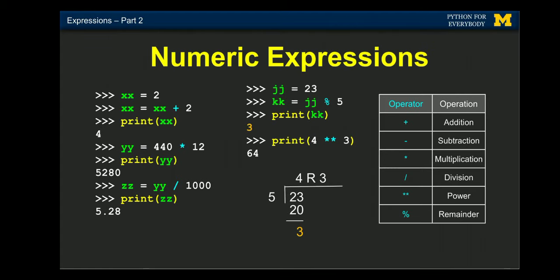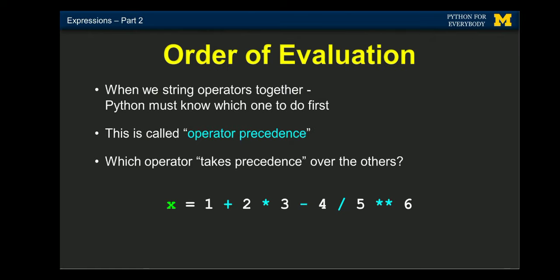Numeric expressions. These are the numeric expressions where you will find the output with all these operators. Order of evaluation. It is one of the most important things to keep in mind. When we string operators together, Python must know which one to do first. This is called operator precedence, which operator takes precedence over the others.